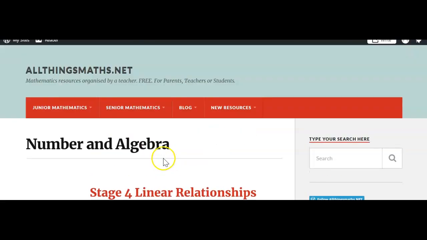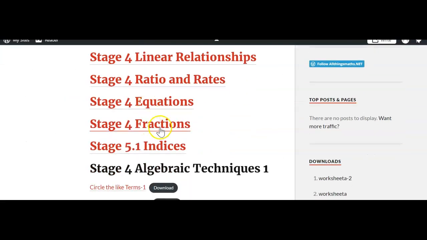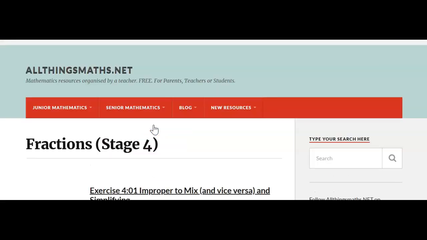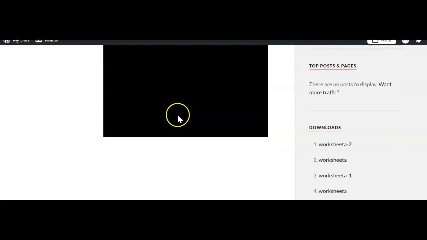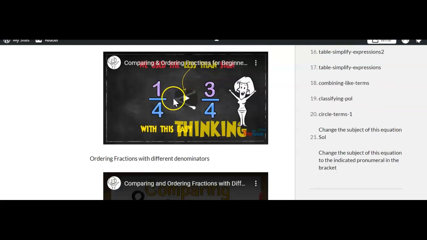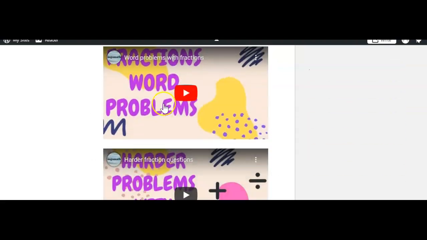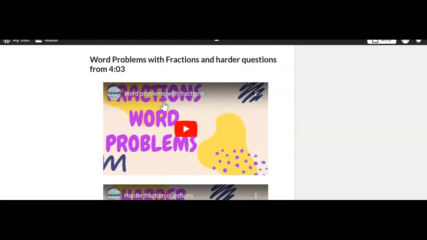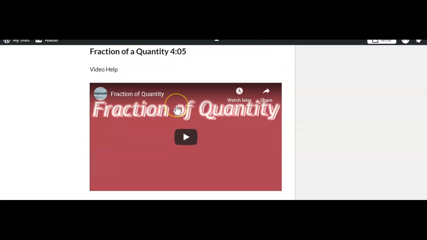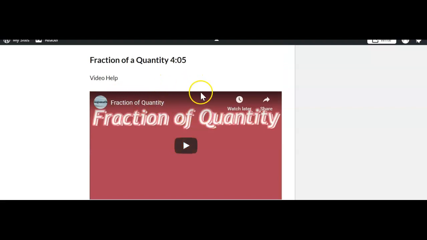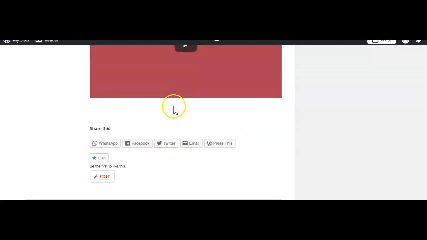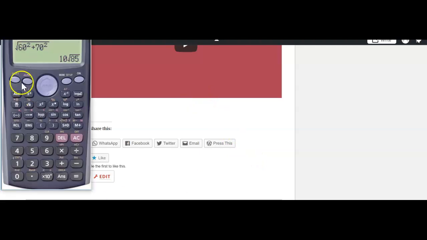If you go to the website allthingsmaths.net and go to fractions, I've put in all types of examples for the different exercises that we're working on. Some are by me and some are by other people. I'm going to put this one, how to do a fraction with a calculator, there after I finish recording it now. Okay, so I've got a calculator here.